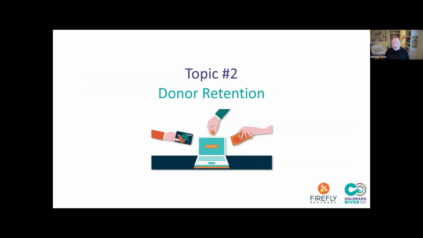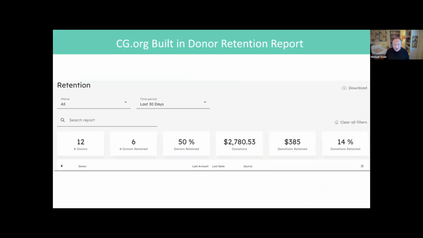So we're going to move on to topic number 2, which is the theme of donor retention. And I think, Jordan, you were just going to spend a minute or so chatting about the Colorado Gives platform. Did you want me to stop the screen share? Why don't you prompt me when you need that? Yeah, I think I can go ahead and yes, stop the screen share and share my screen.